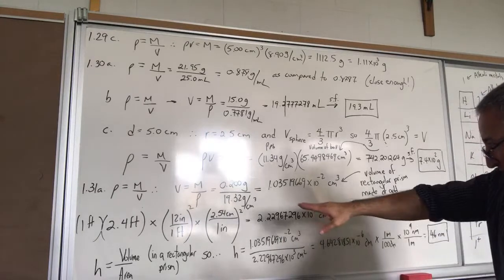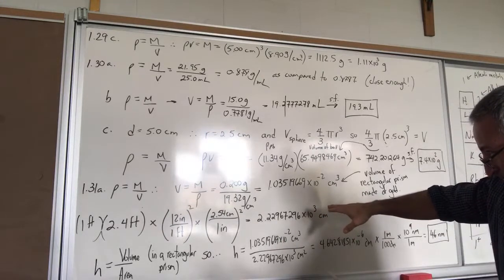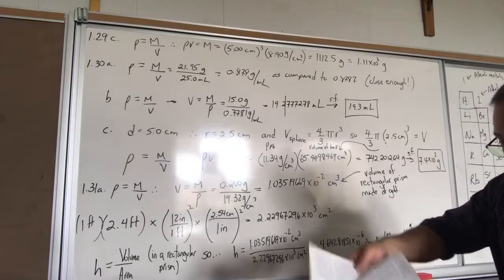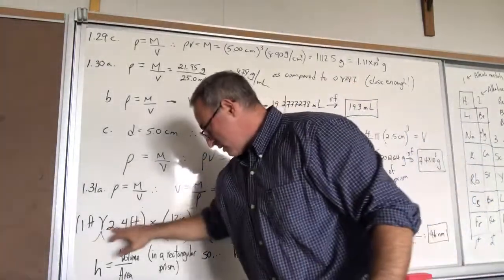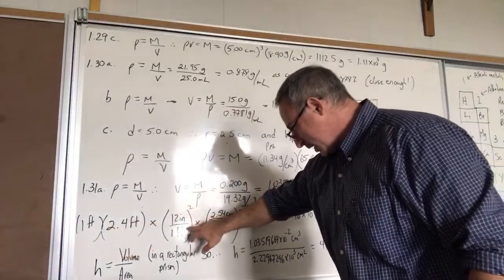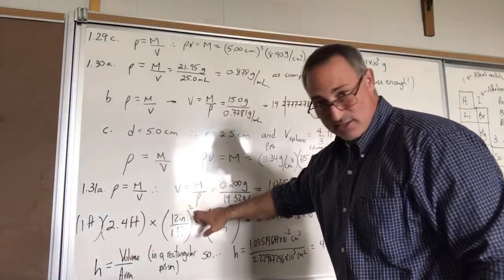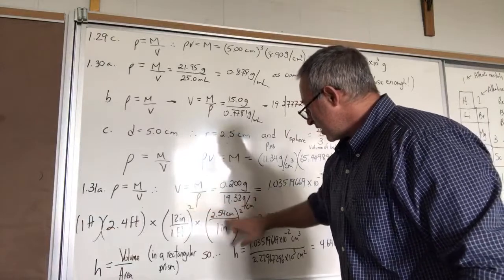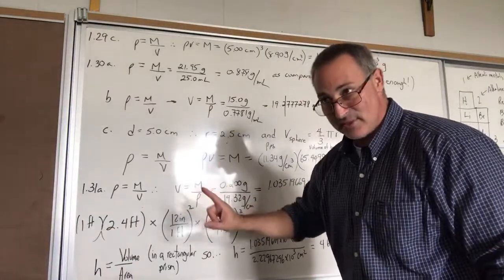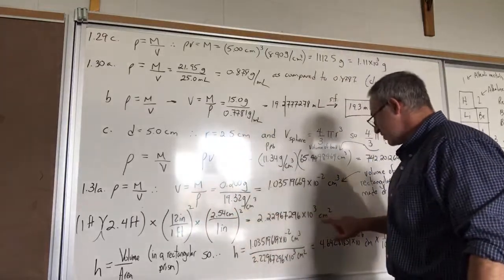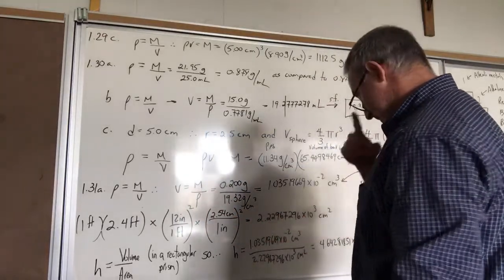So the first thing I did is I found the area of the sheet. So I'm finding out the length times the width. That's why I multiply 1 foot by 2.4 feet, and then I multiply by 12 inches per foot, but then squared it because I'm converting the area, and multiply by 2.54 over inches to find the area in centimeters. So I found the area of the sheet in centimeters.